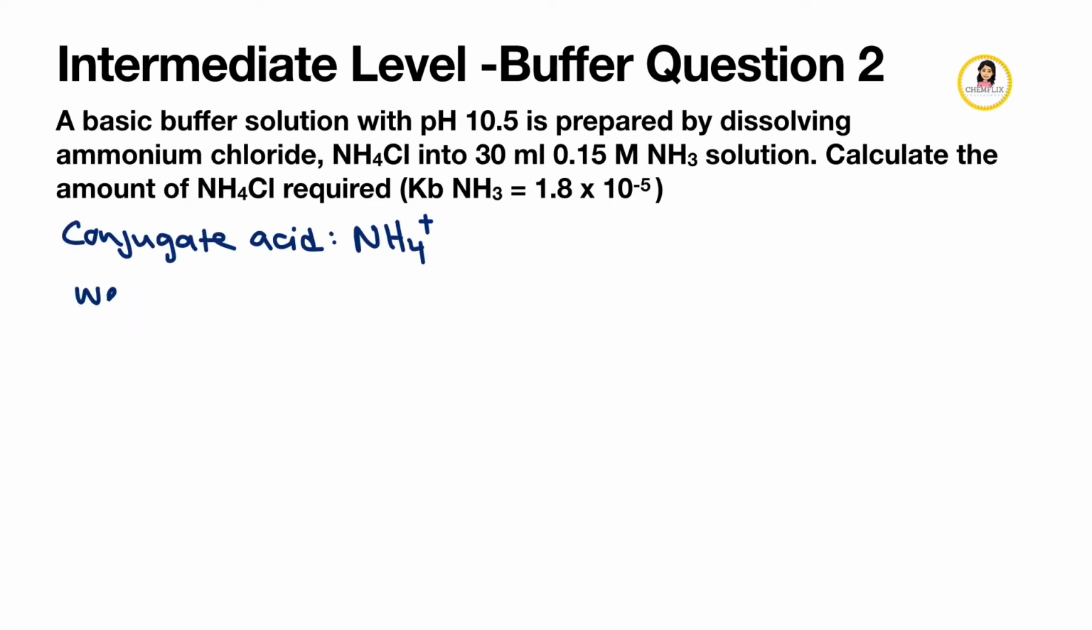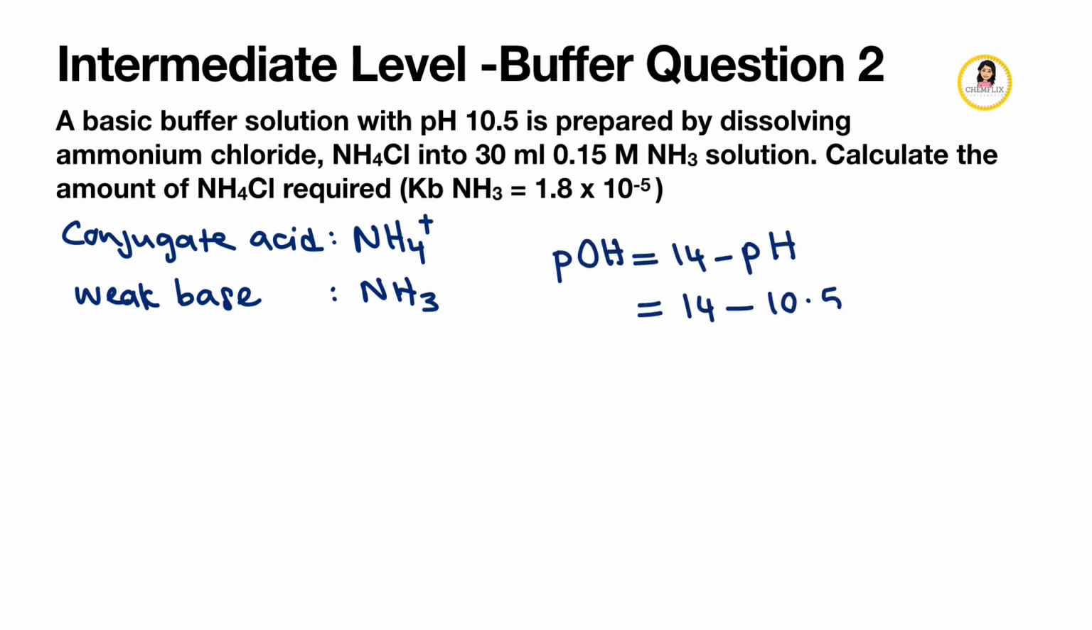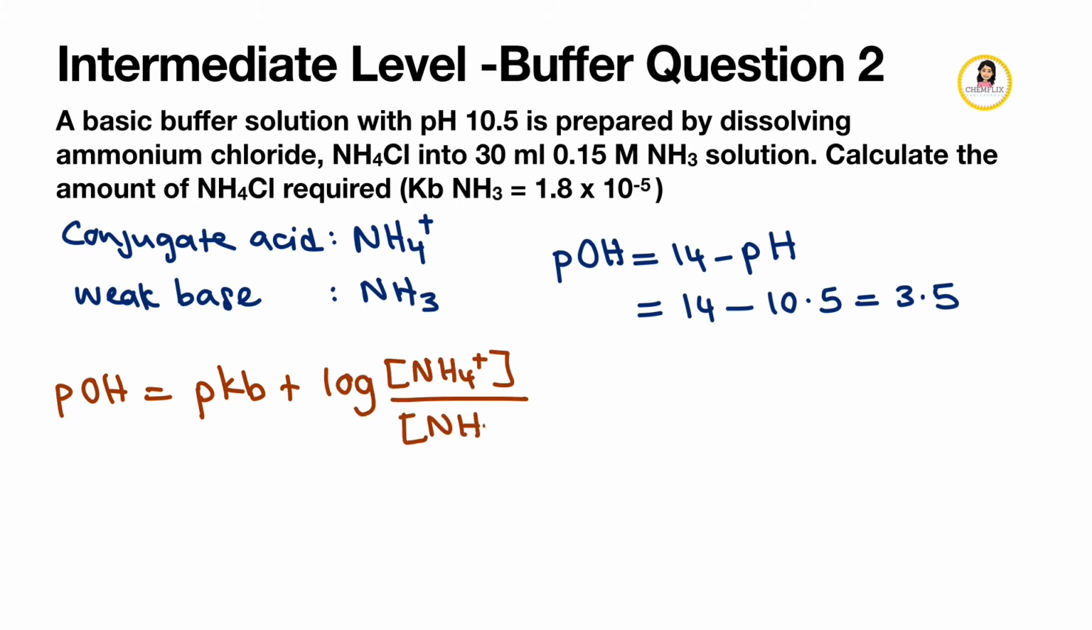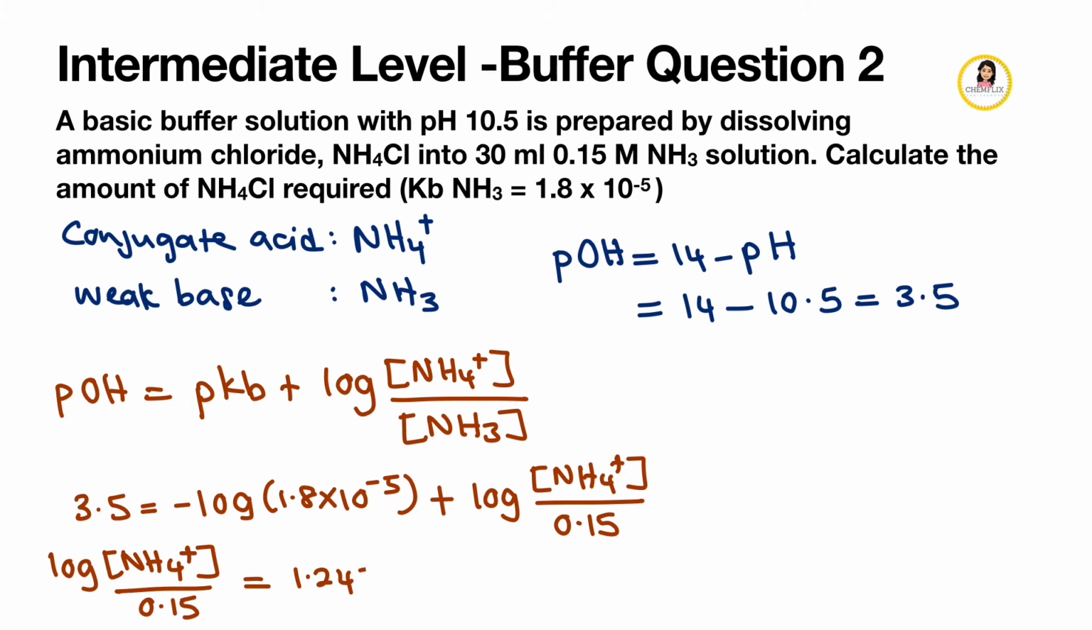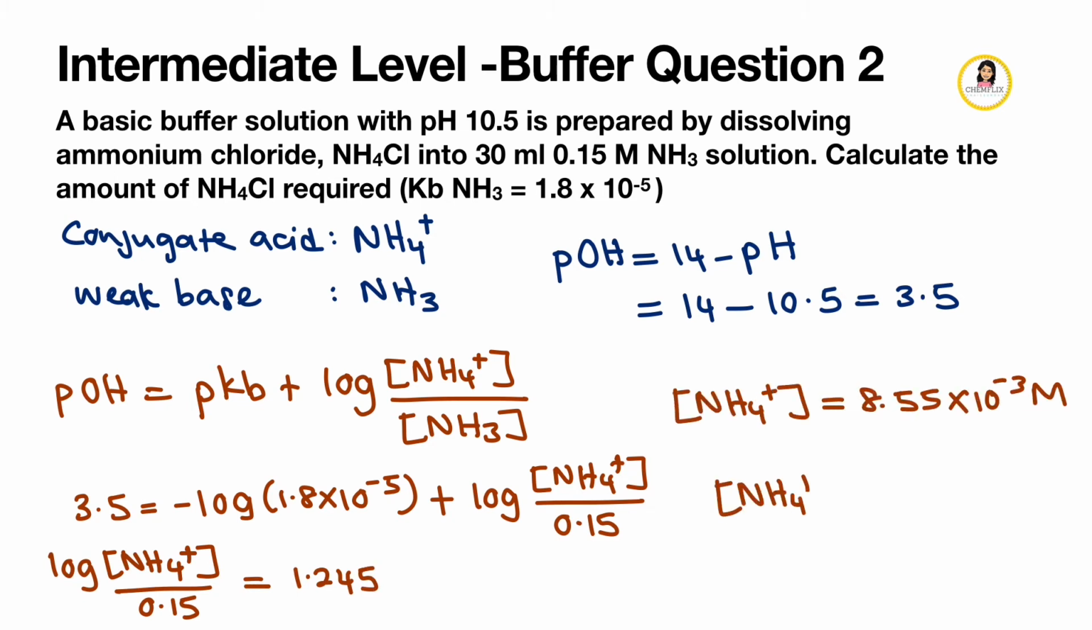First of all, identify the conjugate acid and weak base present, and since it's a basic buffer, calculate the pOH value. In order to connect the required information with the given information pH, we'll be using the Henderson-Hasselbalch equation. By substituting in the values like pH, Kb and base concentration into the Henderson-Hasselbalch equation, we'll be able to find the concentration of the conjugate acid.